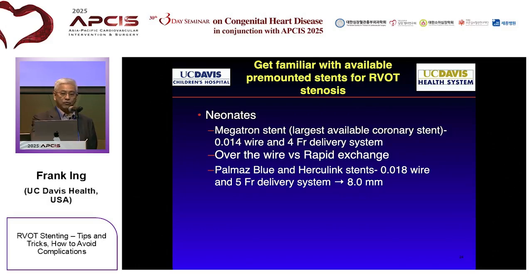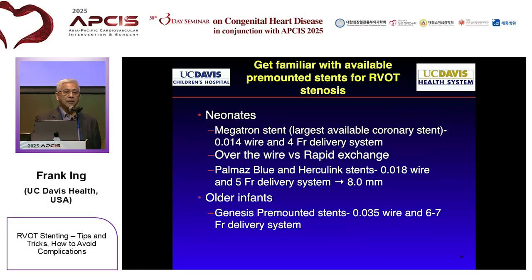Then you have the next category, sort of like the Palmaz Blue or the Herculean stents. These go through a 5 French system. It can go as big as 8 millimeters, depending on the size you want the baby or how long you want to wait until the surgeon wants to operate. So these are the considerations, but it goes through a 5 instead of a 4. And then in some older patients, older meaning 1 month, 2 months or so, the Genesis pre-mounted stents go over a 0.035 wire, 6 or 7 French system, depending on the size you want.